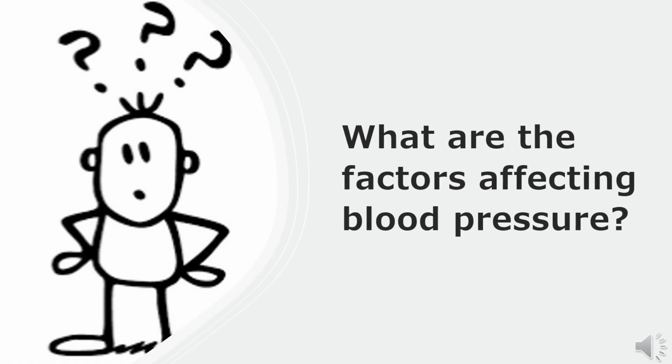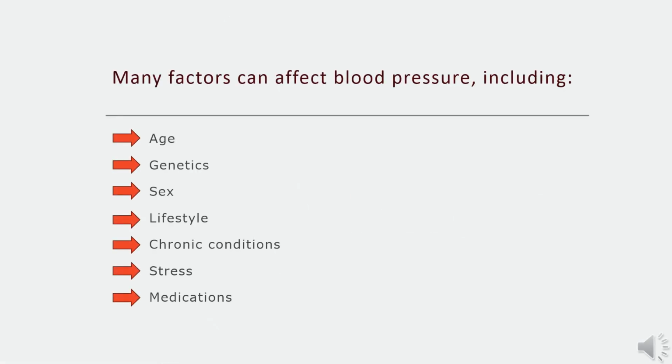Here, the question arises, what are the factors affecting blood pressure? Many factors can affect blood pressure, including age. Older people are more likely to develop high blood pressure. Genetics. Family history can increase your risk of high blood pressure. Sex. Men are more likely to develop high blood pressure than women in middle age, but women are more likely than men to develop high blood pressure in older age.